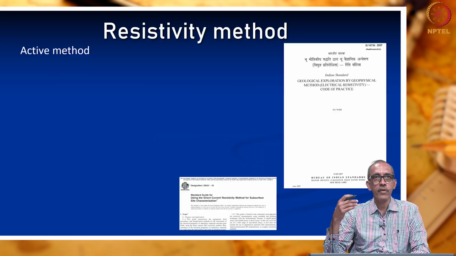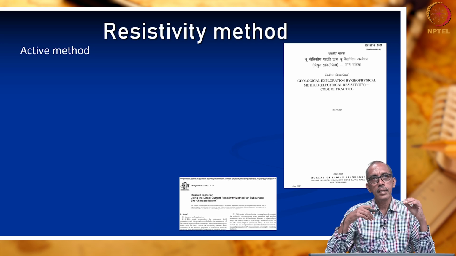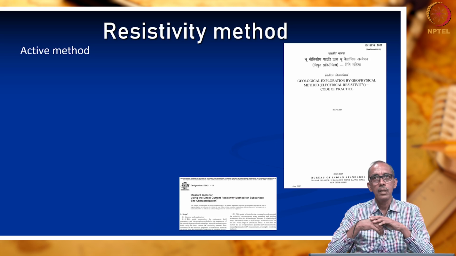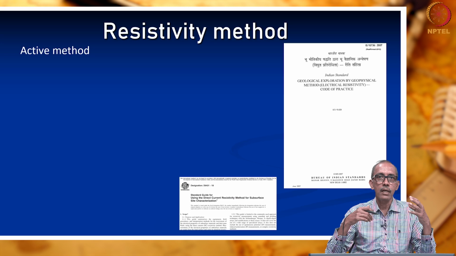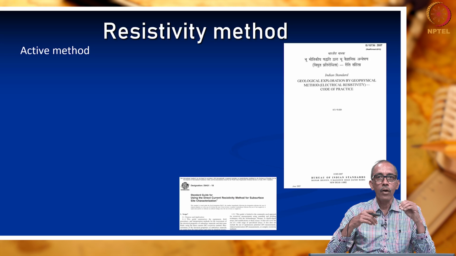Let us take up the first one, which is the electrical resistivity method. The electrical resistivity method is an active method which is very often used to understand the subsurface, especially for geotechnical investigations, to understand the depth to the basement rock in a weathered rock region, and also in locating groundwater wells, right?